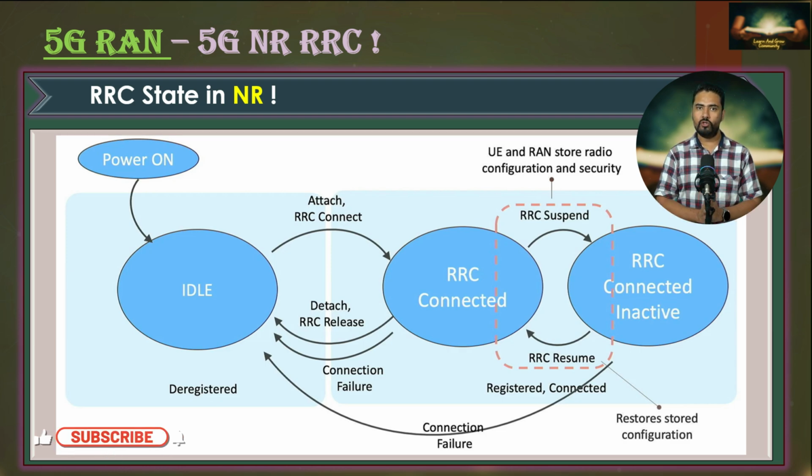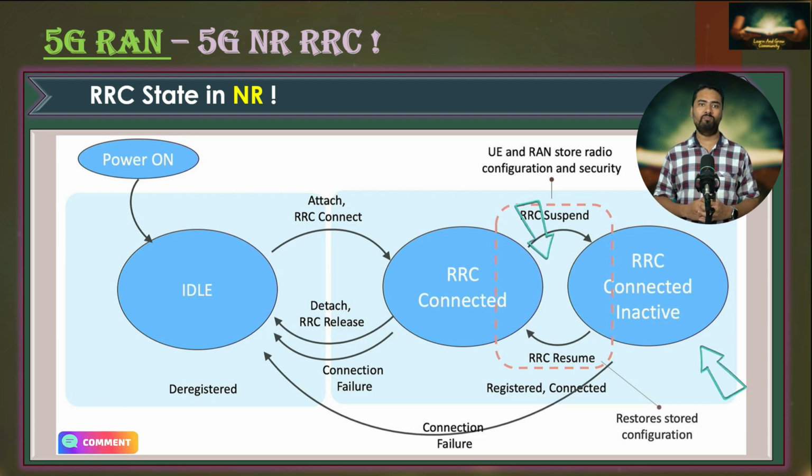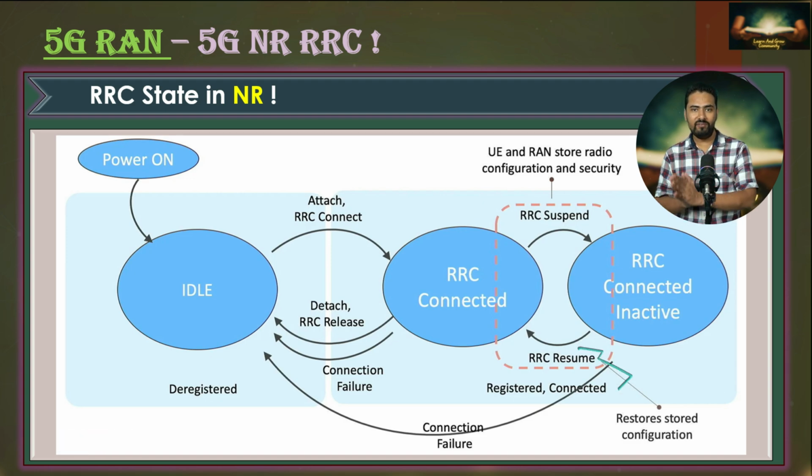To improve this situation, 5G introduced a new state called RRC inactive. The RRC inactive state allows the UE to save power during the sleep mode, but this state does not release the RRC connection completely. So we have a new state and two new transitions in 5G NR. To move from RRC inactive state to RRC connected state, we use the RRC resume procedure. And to move from RRC connected state to RRC inactive state, we use the RRC suspend procedure.